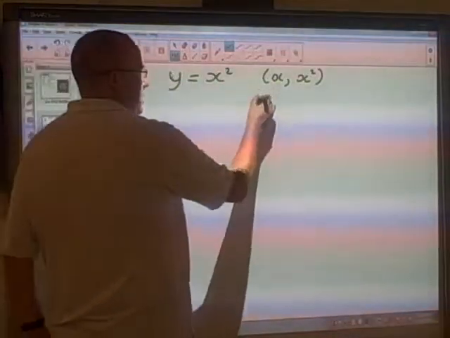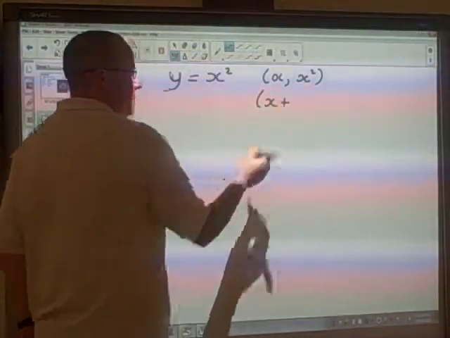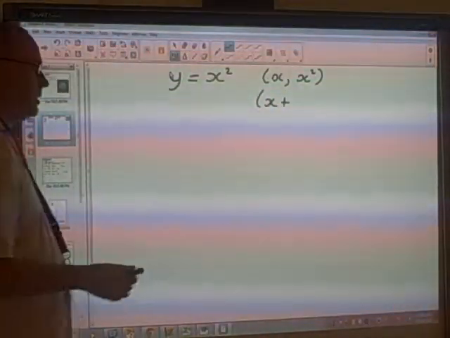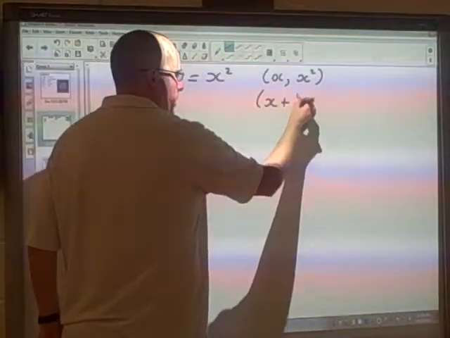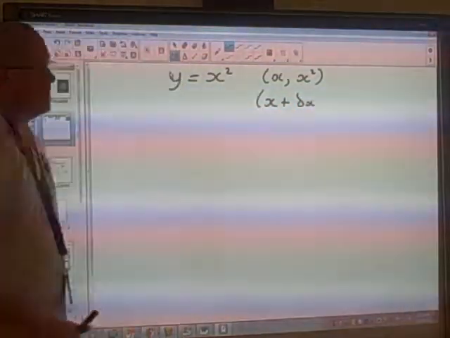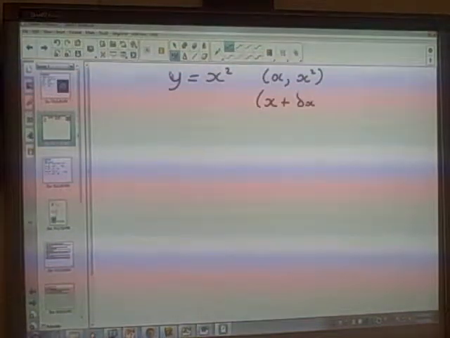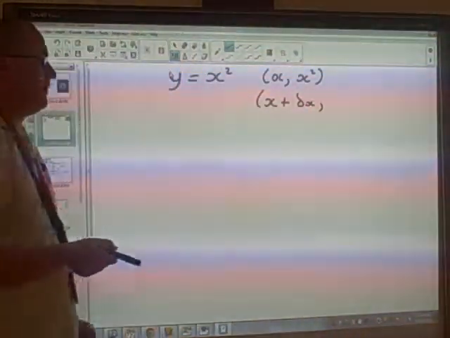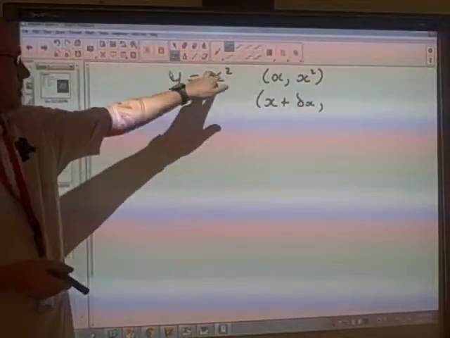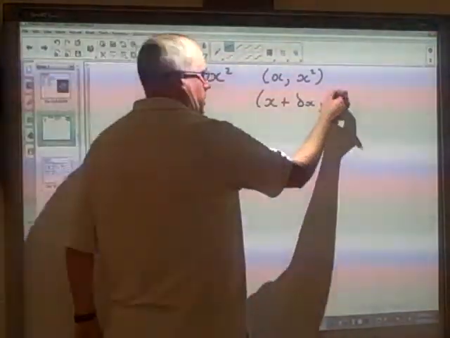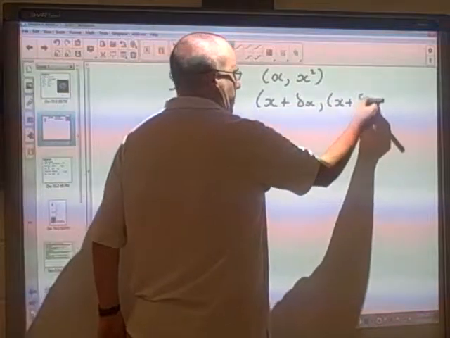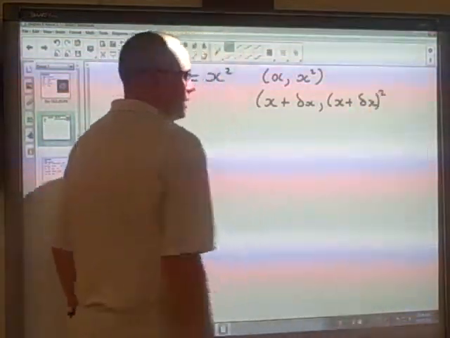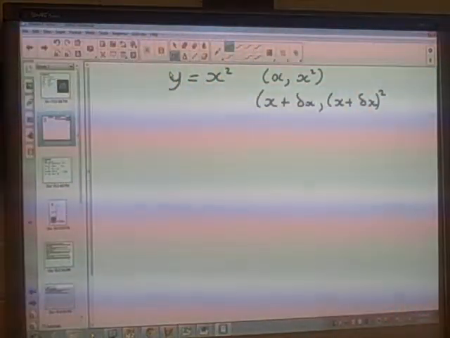Now, here's where some of the calculus comes in. We want to choose two values that are very close to each other. So this little symbol here, delta, means a very small value. So I'm going to call this x plus delta x. And then to find the associated y value, what I'm going to do is I'm going to square what my x value is. So in other words, I'm going to do x plus delta x squared.